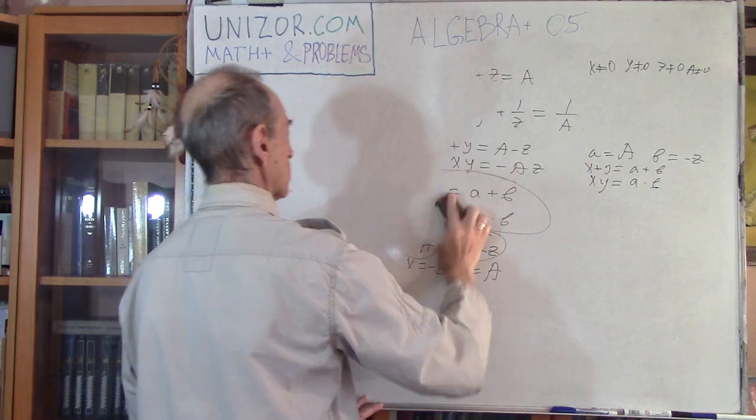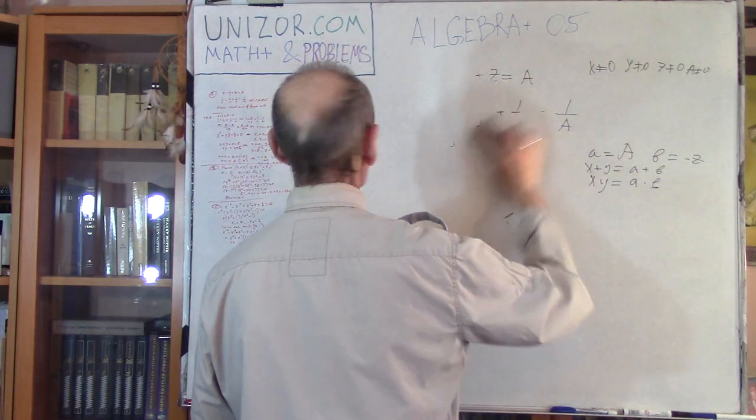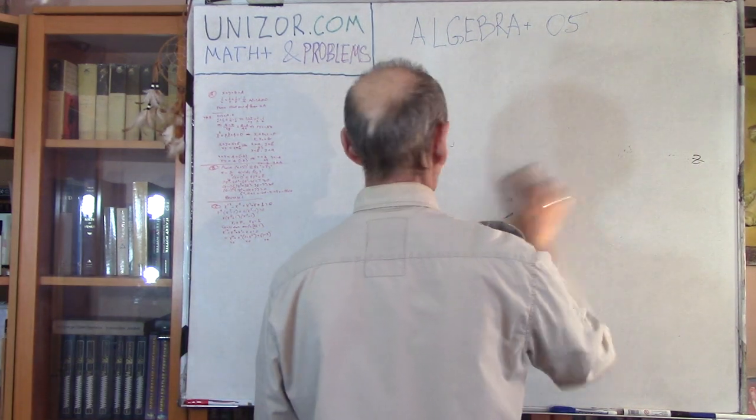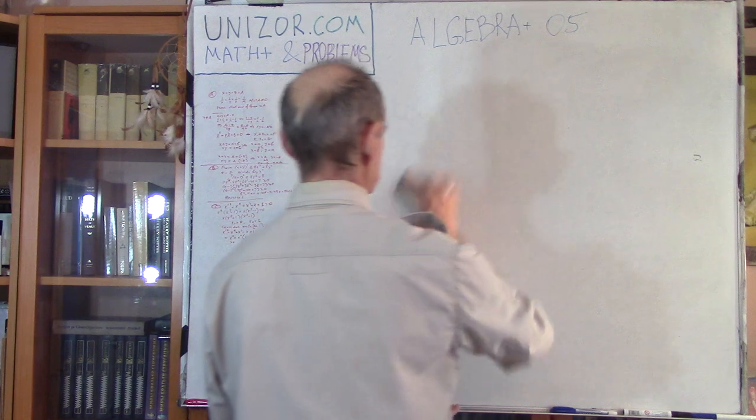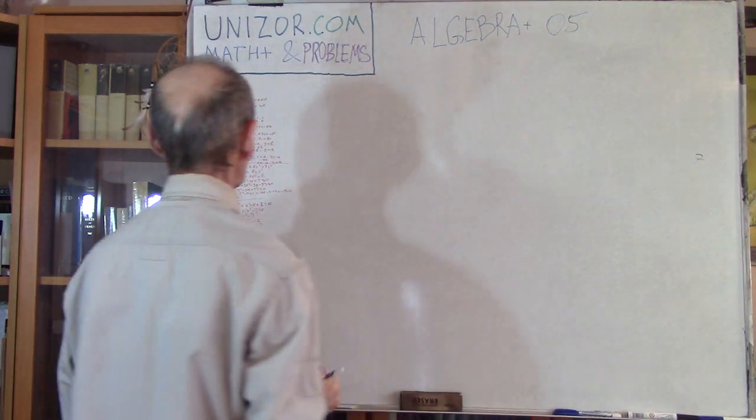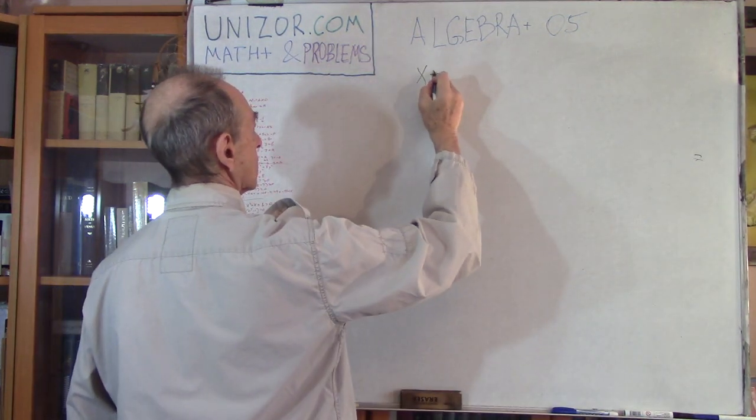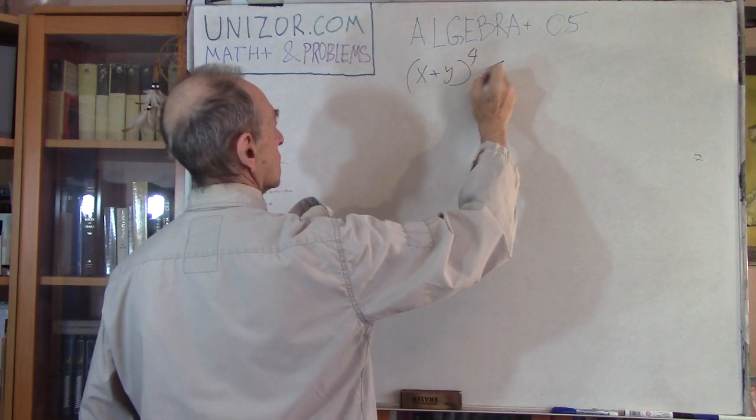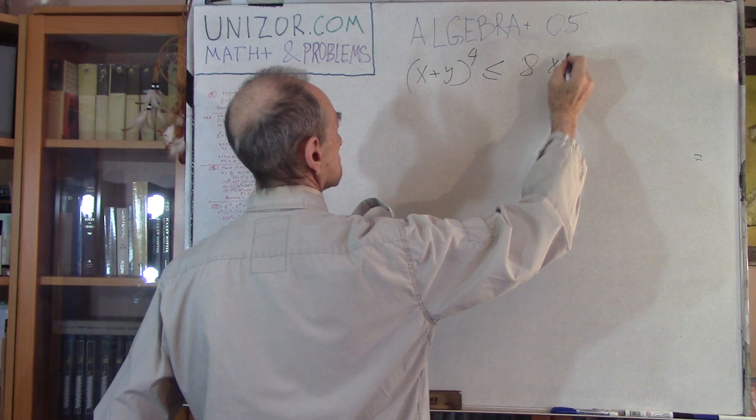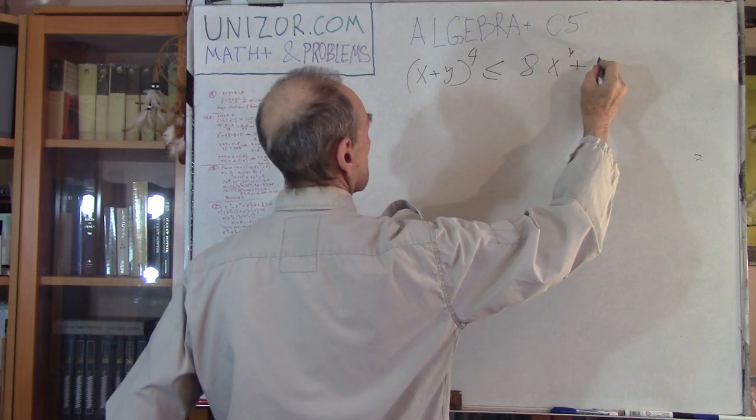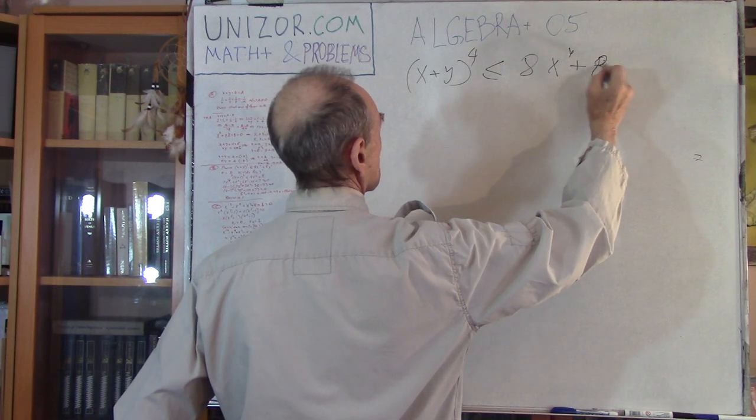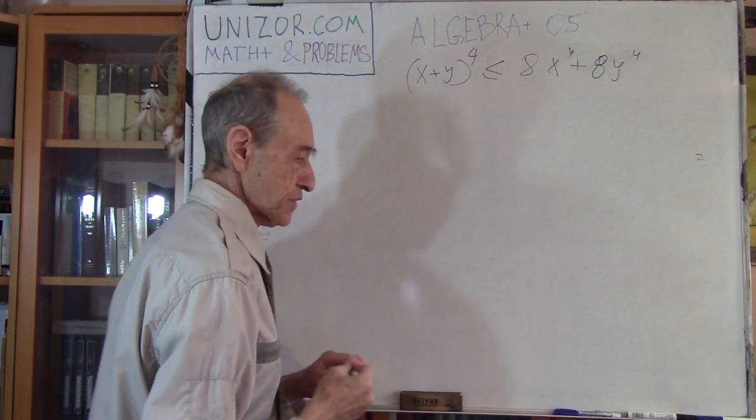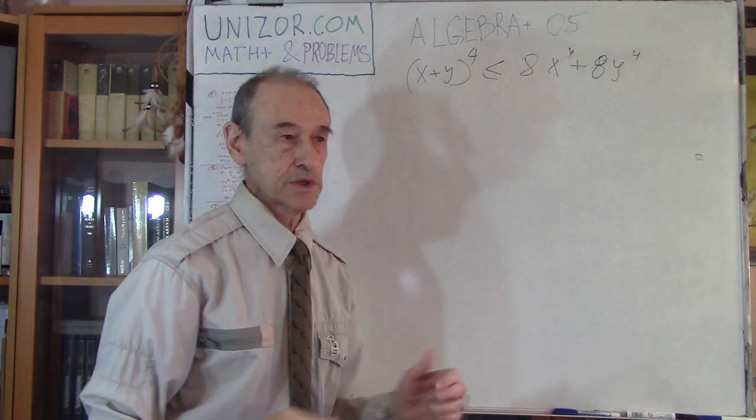Okay, number two. Number two is to prove the inequality. Okay. So we have to prove that (x plus y) to the fourth is less than or equal to 8x to the fourth plus 8y to the fourth. Now, we have to prove this inequality.